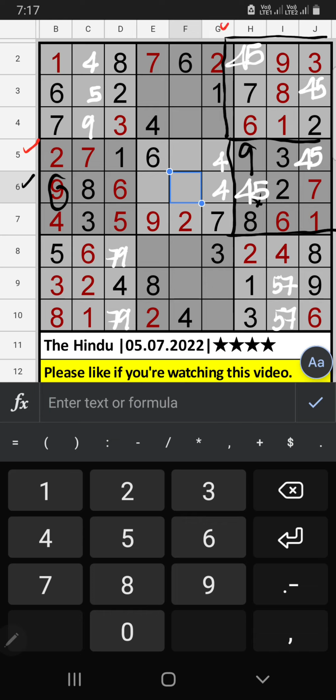5th row, then column G, we have pair numbers 1 and 3, so 1 and 3 can't come in these cells, it will come in one of the two cells, we will confirm later. 6th row, 2 numbers are remaining, 4 and 5, it will come in one of the two cells, we will confirm later. Column F, we have 6, so 6 can't come in this cell, then 6 is confirmed here. 9th row, 2 numbers are remaining, 5 and 7, it will come in one of the two cells, we will confirm later.